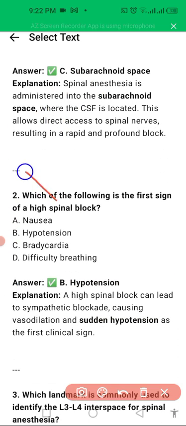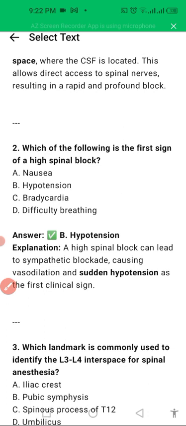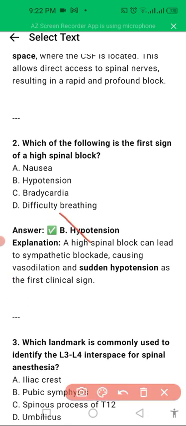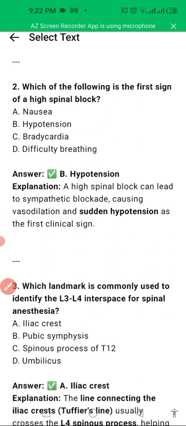Which of the following is the first sign of high spinal block? The first sign is hypotension. The patient will develop hypotension, and it is the first sign. A high spinal block leads to sympathetic blockage, resulting in vasodilation and sudden hypotension as the first clinical sign.